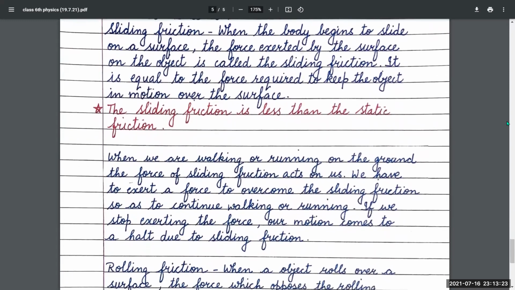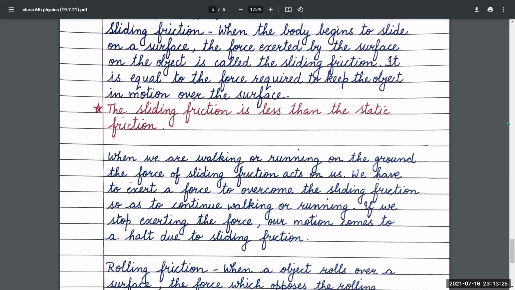Then comes the sliding friction. When the body begins to slide on a surface, the force exerted by the surface on the object is called the sliding friction. It is equal to the force required to keep the object in motion over the surface. Sliding friction is less than the static friction.